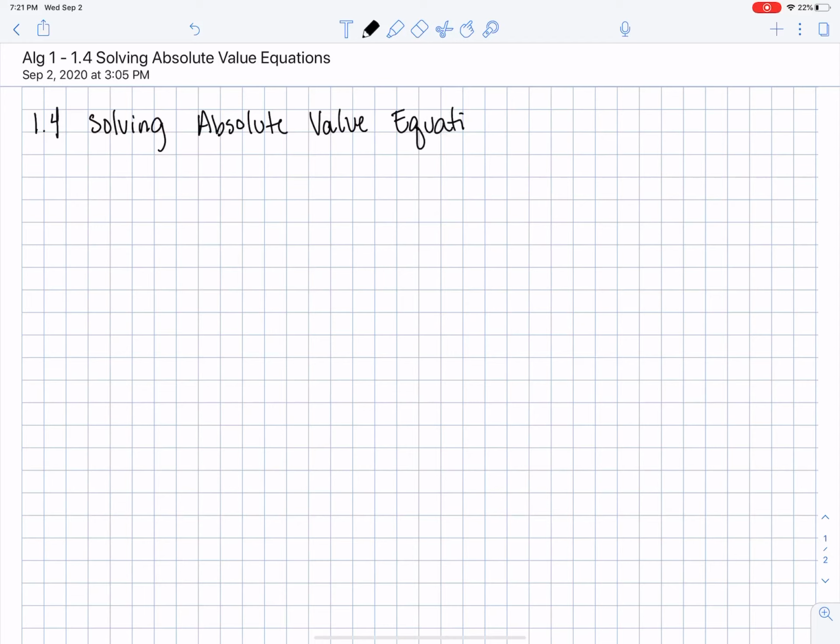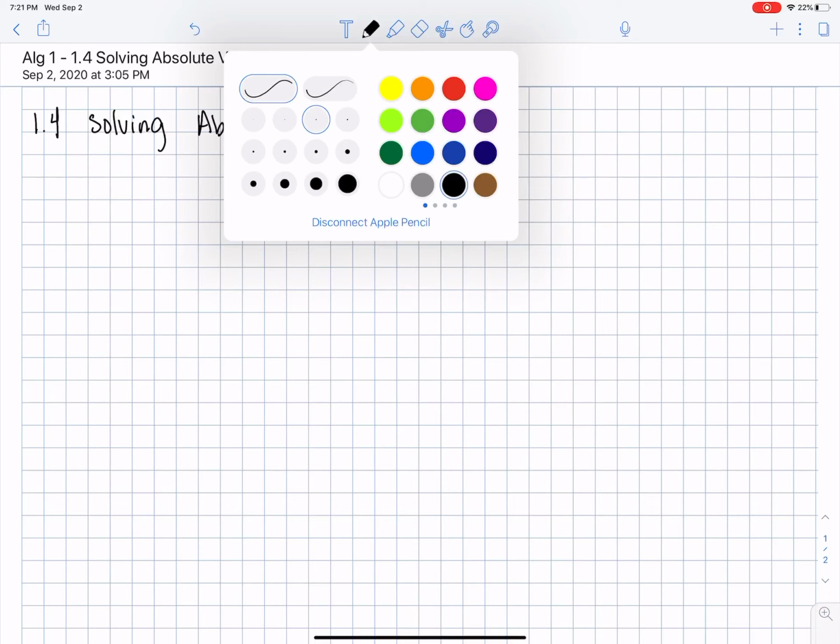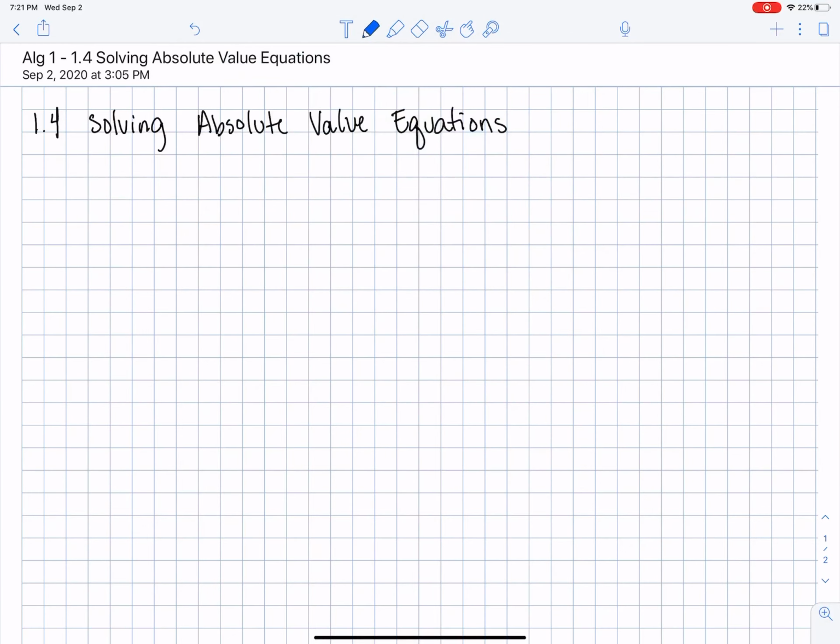So you guys have probably seen absolute values before. They are those little bars that we're going to get to in a second. We're going to go ahead and define absolute value for you. In your book, absolute value has a real wordy definition. I like to think of absolute value as the distance from zero.